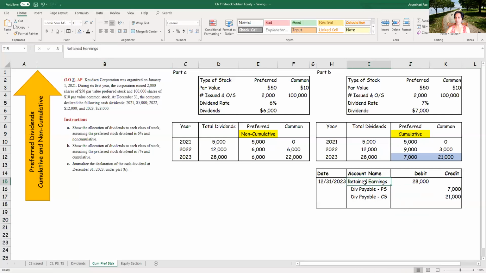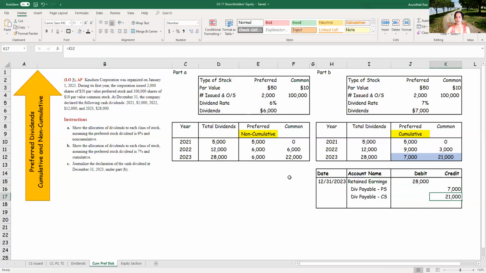So retained earnings is debited. Preferred stock will get 7,000. Common shareholders will get 21,000. So once again, if a company has two classes of shares, common and preferred, for the preferred, look for all the details. Whatever is left over goes to the common shareholders.